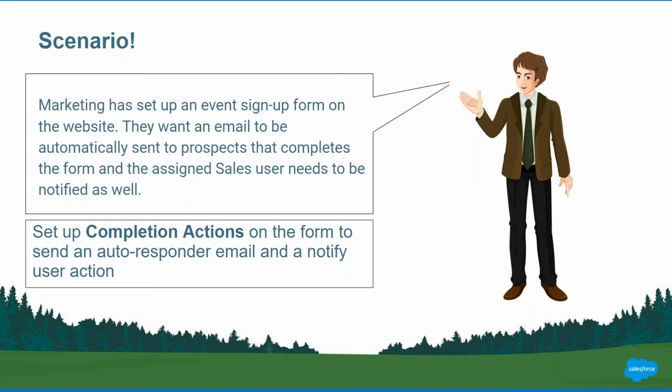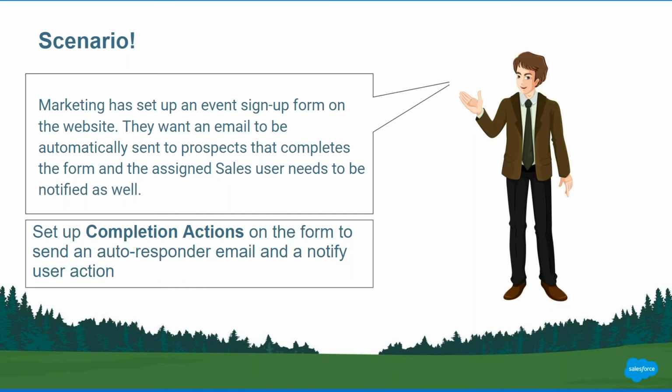And they want an email to be automatically sent to any prospect that completes the form. And the assigned sales user also needs to be notified as well. So this time you're not trying to create a list. You want an email to be sent out immediately to the prospect whenever they complete that event sign up form. And the assigned sales user for that prospect must be notified as well. So the sales user will be notified if that prospect wants to attend that event.